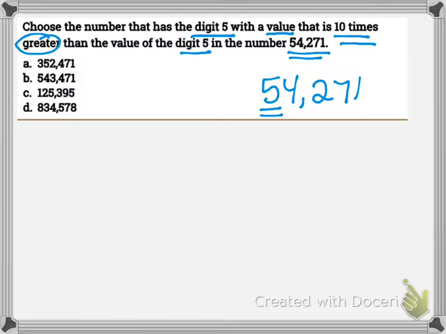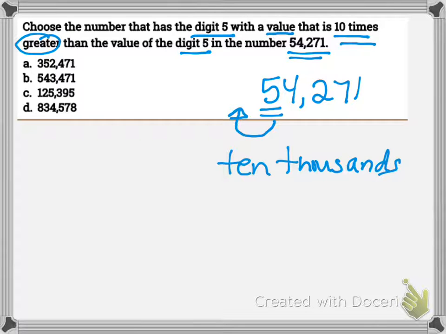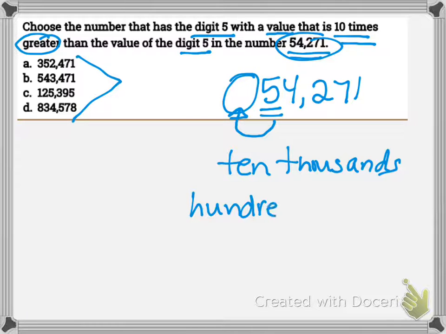So first of all, you want to see where the 5 is. Okay, so that's where our 5 is. That is in the 10 thousands place. So if we were to go 10 times greater, that would have to go in this direction, in our greater direction. So we're looking for a number in this series of numbers that has a 5 that is in a place value that is 10 times greater than the 5 in this number. So we want to find a 5 in this place value, which is the 100 thousands place value.